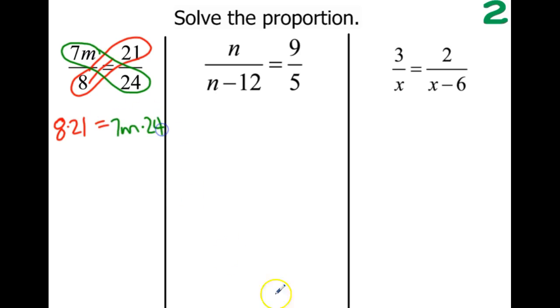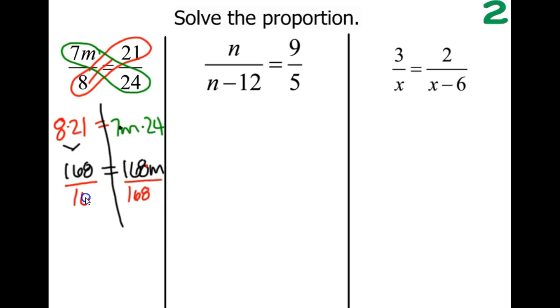times 24. There are no parentheses here, so I'm just going to multiply 8 times 21. 8 times 21 gives me 168. And because this 7 is multiplied by m, this is all multiplication as well. 7 times 24 is also 168, but we have the m there. So to get m by itself, we need to divide by 168. And we're left with m equals 1.